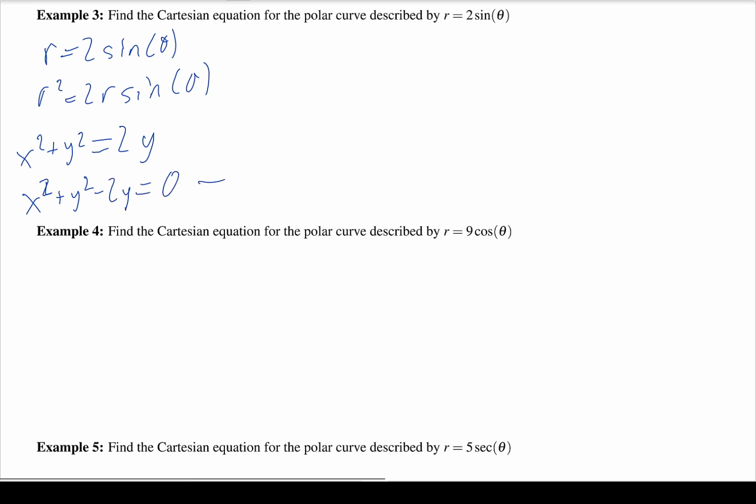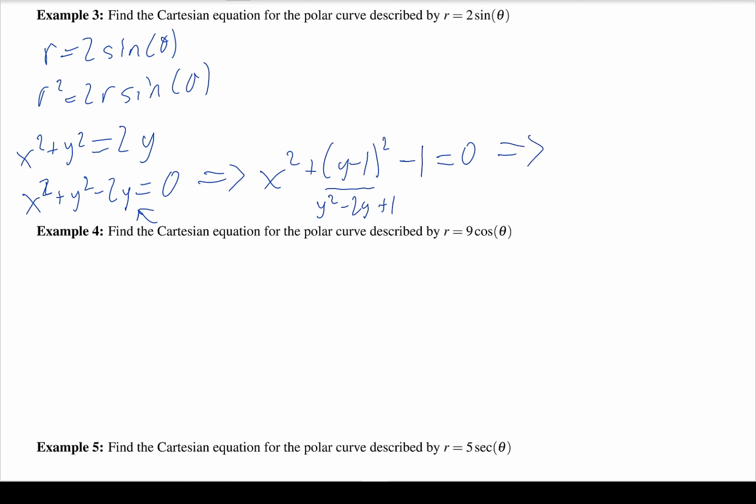And then I'm going to complete the square on y squared minus 2y. So this will turn into x squared plus (y minus 1) squared. Now, notice that (y minus 1) squared would be y squared minus 2y plus 1. So since we don't have a plus 1 over here, I need to get rid of that plus 1. So I'll do a minus 1 right here, which gives me that x squared plus (y minus 1) squared is equal to 1.